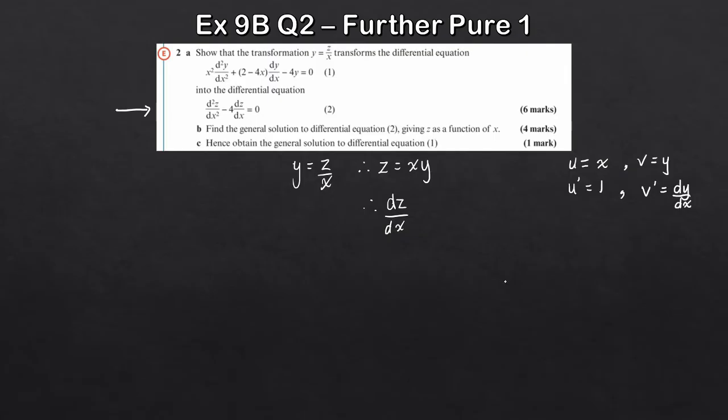Okay, so I can now use the product rule to get dz by dx. So what will that be? Well, it's going to be x times dy by dx plus 1 times y. So in other words, just plus y. Okay, so that's the first part of this question. And again, we need the second derivative now before we can start transforming it. So let's just work that out as well.